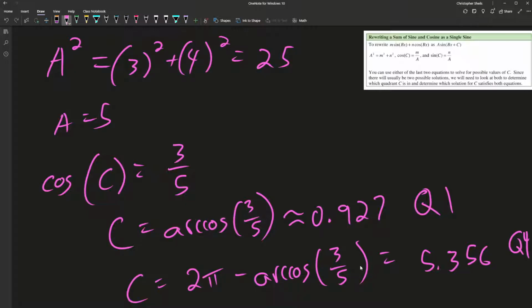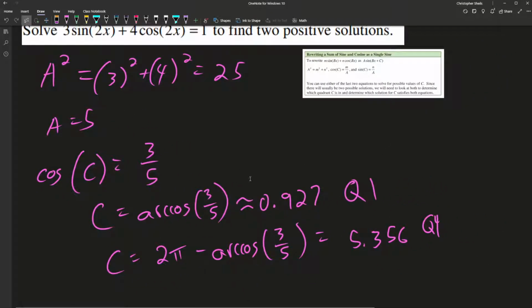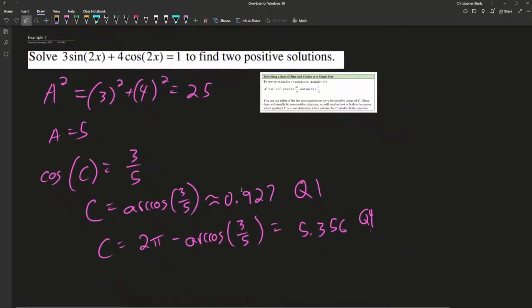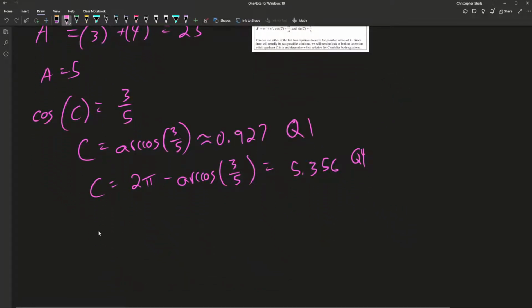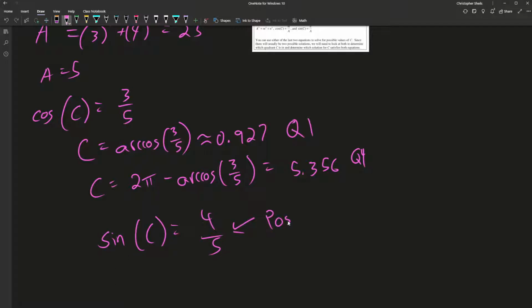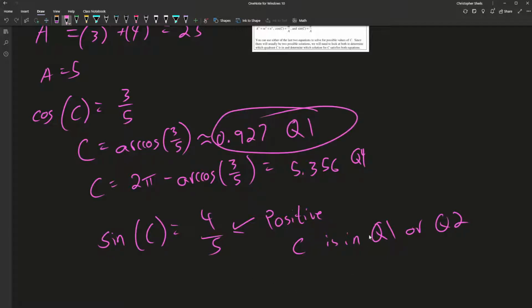Now I have to determine which of these angles C is, right? And I can determine that by now looking at sine of C. Sine of C is 4/5. Well, sine of C is positive here, right? This means that C is in Q1 or Q2, because sine is positive in quadrant 1 or quadrant 2. So C is 0.927.